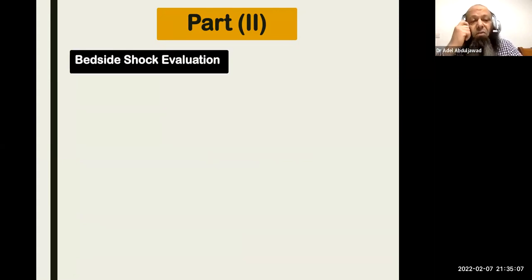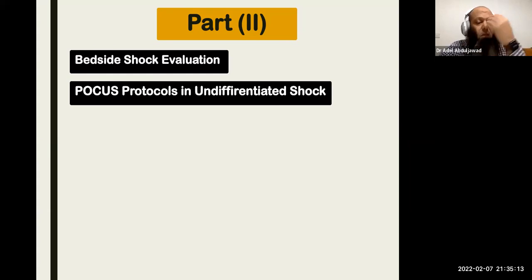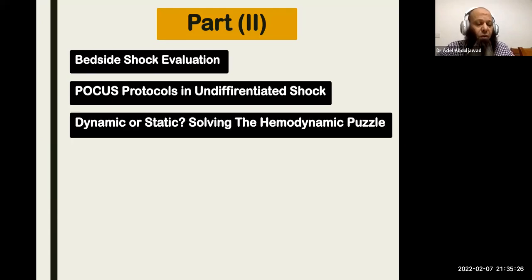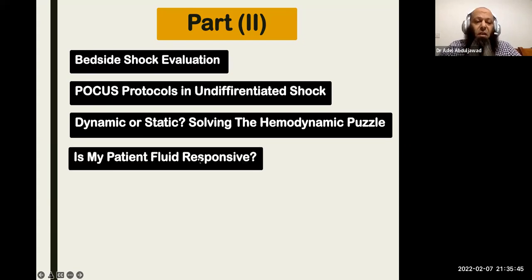What we will present tonight, first, is the bedside shock evaluation. Second, the role of POCUS or point of care ultrasound protocols in the undifferentiated shock, or to differentiate the undifferentiated shock. Third, we will answer the question which to choose to solve the hemodynamic puzzle. Is it dynamic or static hemodynamic parameters, or both? And what's the evidence behind it?